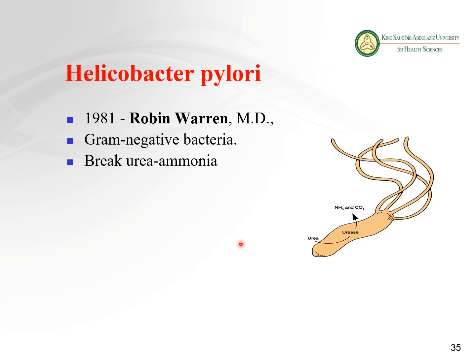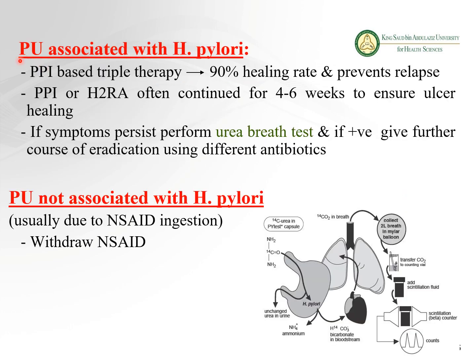So the urea breath test is used for the diagnosis of H. pylori, whether the patient has H. pylori or not. If the peptic ulcer is associated with H. pylori, then we can use proton pump inhibitor based triple therapy or quadruple therapy. We will discuss it in the next slide. This therapy has a 90% healing rate and prevents relapse.